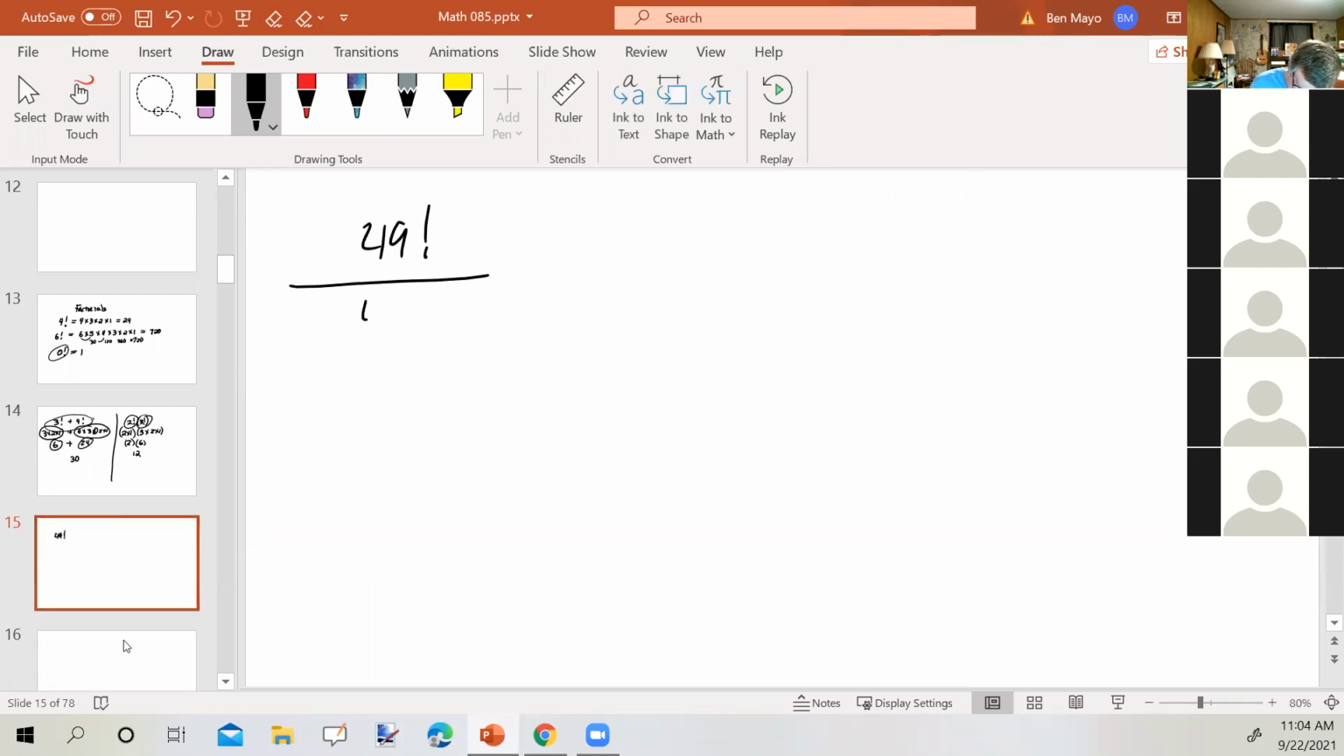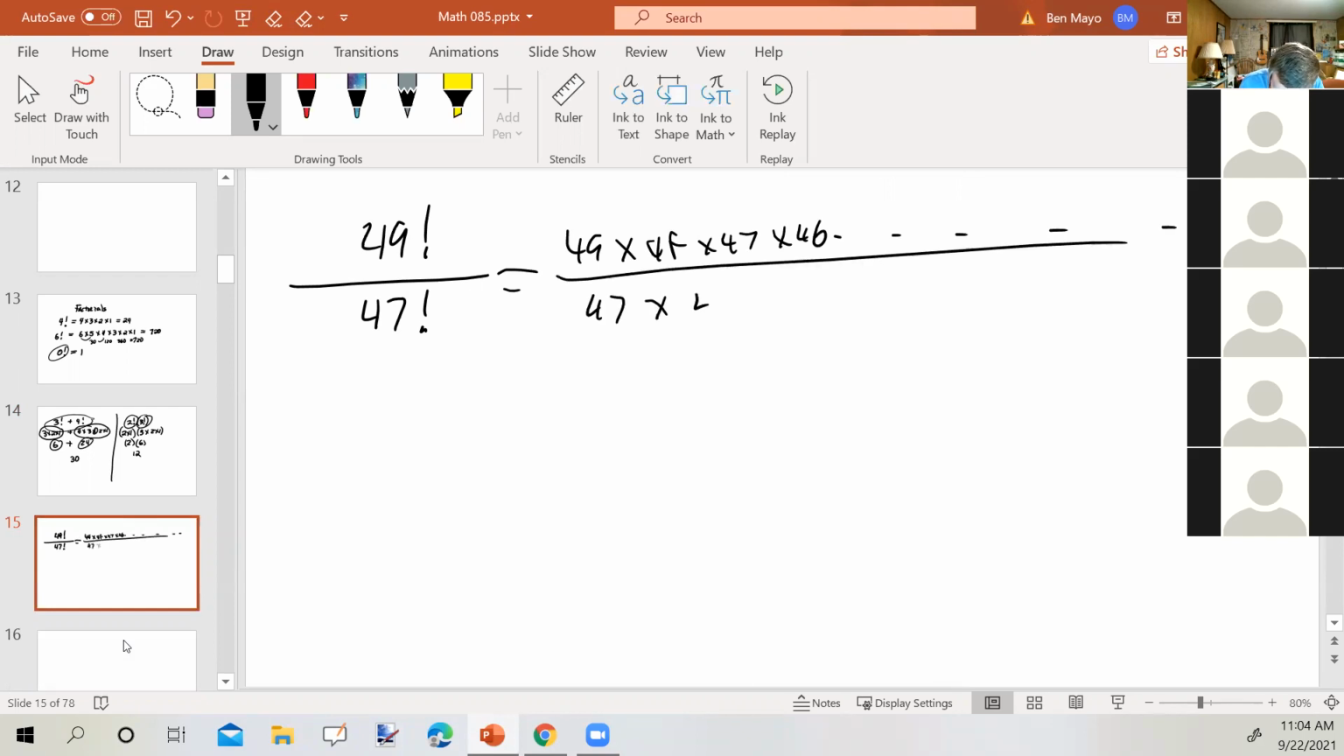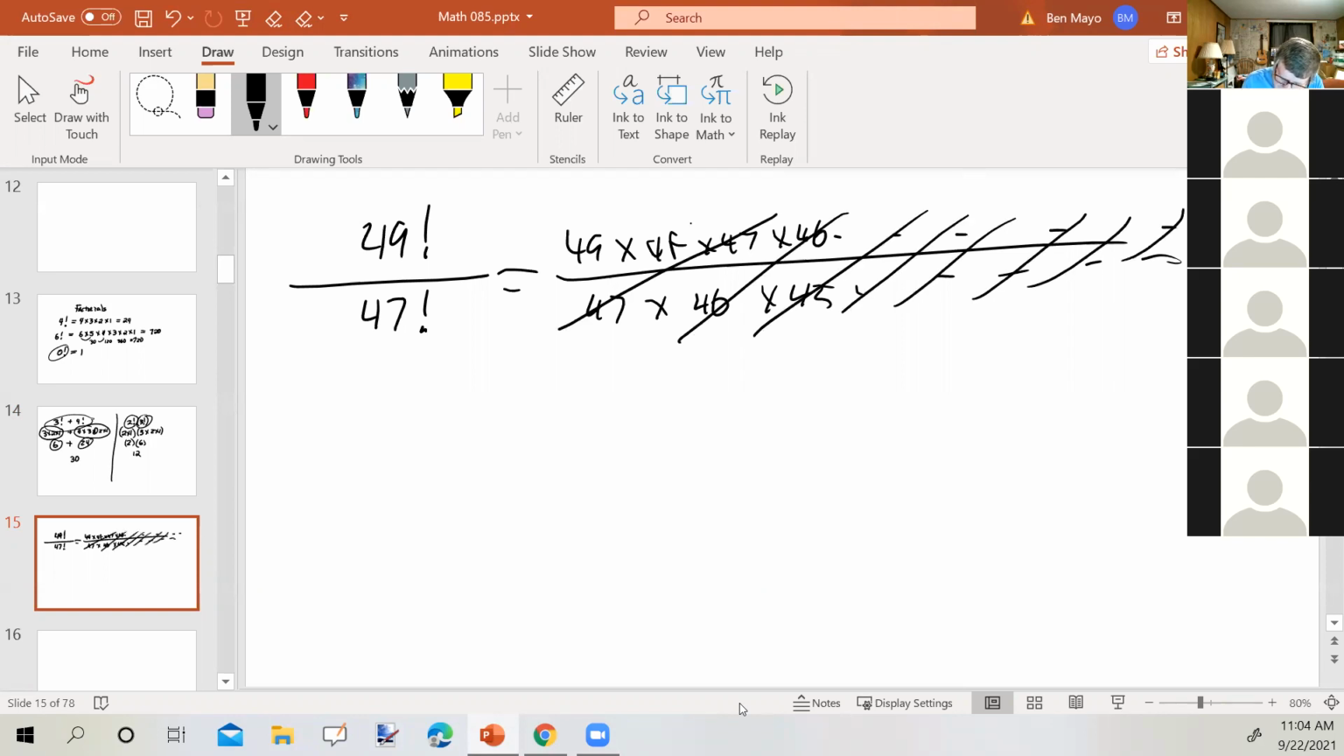49 factorial over 47 factorial. Well, if we do this the long way, this is going to be horrible. The long way would be, oh, this is 49 times 48 times 47 times 46, on and on and on and on, all over 47 times 46 times 45, on and on and on. But wait a minute. Wouldn't the 47s and the 46s and the 45s, wouldn't all of that just reduce down? So all we'd have left would be 49 times 48. Yes, it would.